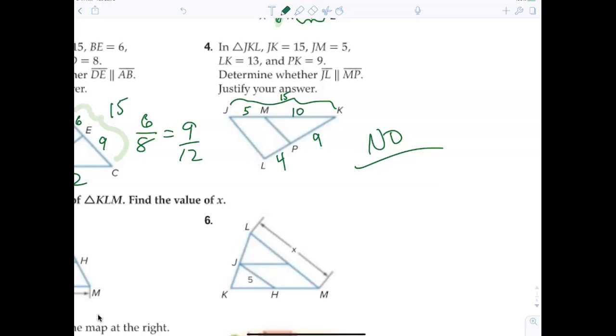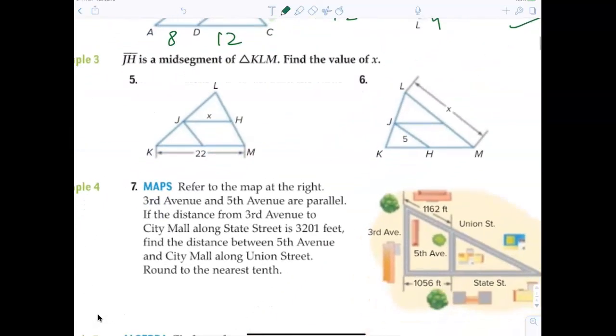Everybody okay with that? Yeah, I told you guys, it's very easy. I hope you're doing the work. I hope you're doing the homework. All right? I just think setting up proportions is simple. All right? Here we go.